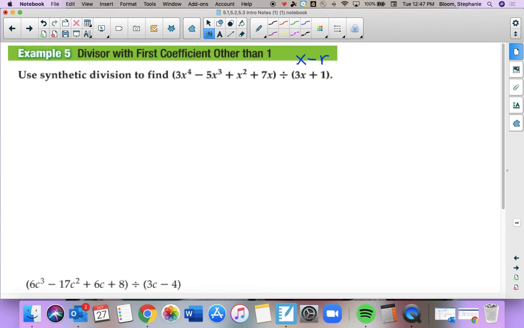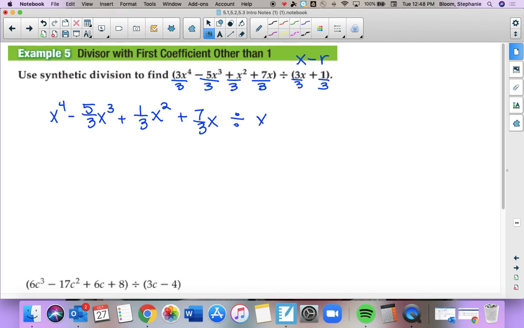So what do you do to get rid of a 3 that's being multiplied by x? How do you get rid of it? You divide by 3. Okay, so we're going to divide everything, everywhere, by 3. Don't panic. You're going to have some fractions, but you're going to see how it works out. So I'm going to rewrite this. So I would have x to the 4th minus 5/3 x cubed plus 1/3 x squared plus 7/3 x divided by x plus 1/3.